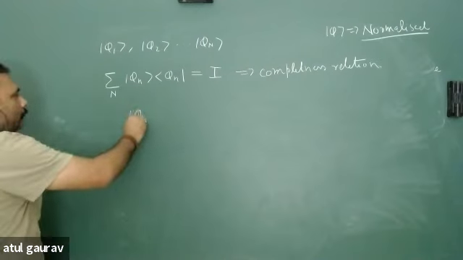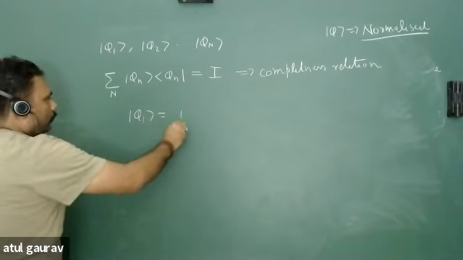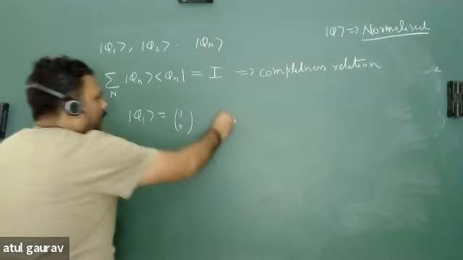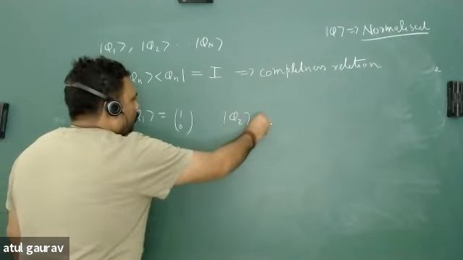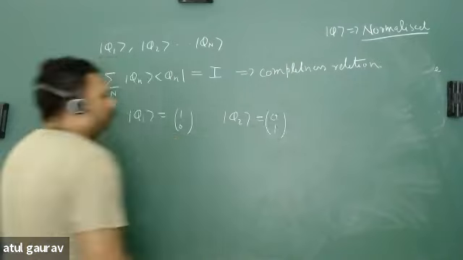Suppose I have the phi 1 vector, this is (1, 0), and second I have the phi 2 vector, that is (0, 1).